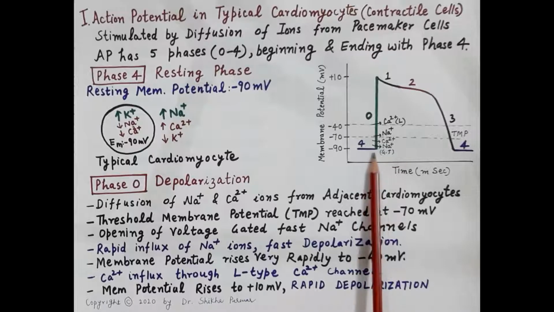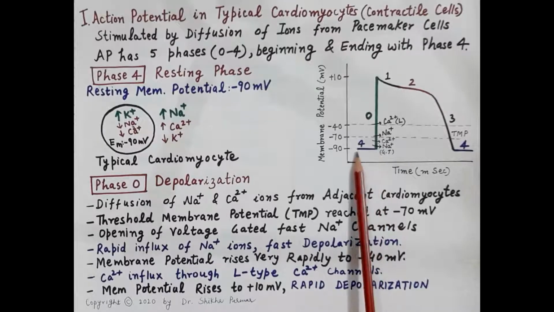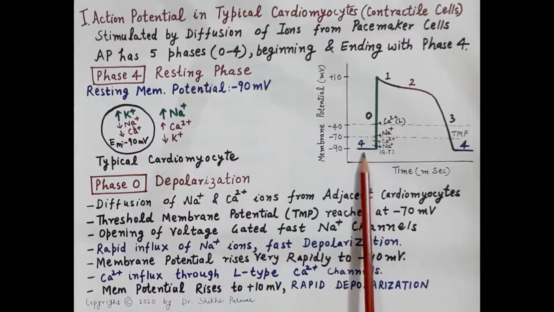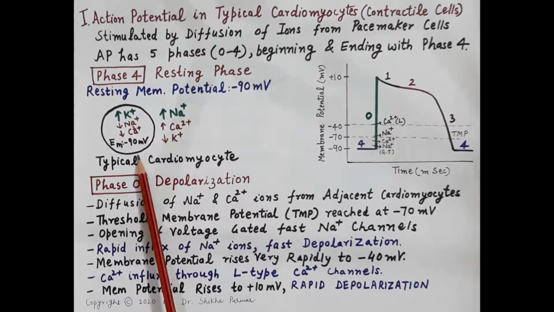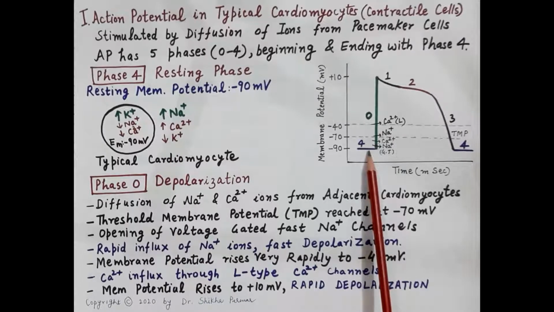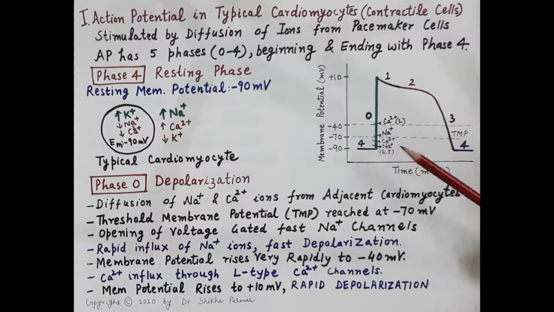This phase is called the resting phase, and during the resting phase, the normal cardiac cell depicts a potential of minus 90 millivolts. And when the cell is in the resting phase, the cell shows normal polarity. Normal polarity means that there is higher concentration of potassium inside the cell, and higher concentration of sodium and calcium outside the cell. So the cell in the resting phase shows a membrane potential of minus 90 millivolts and normal polarity.